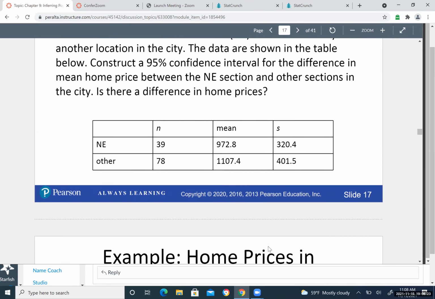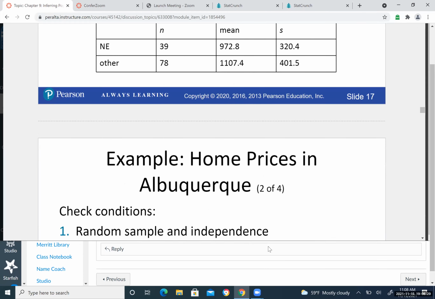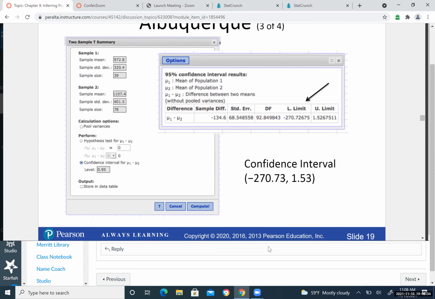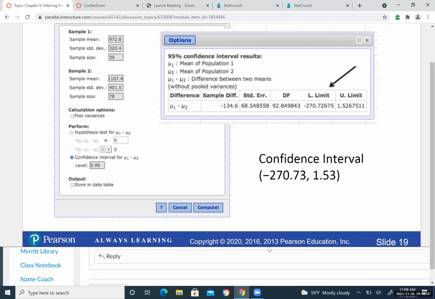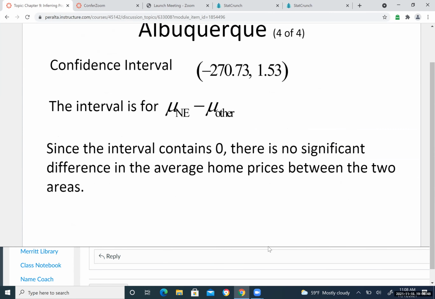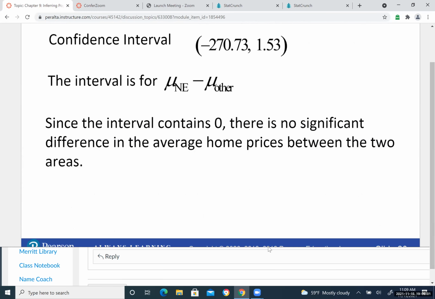So here they have everything for us. What you do again is just follow example 1. You just type it in. You go to this step, right? Type it in, and you get a value for the lower limit and upper limit. The whole box here, you have to screenshot and copy and paste for me. And the interpretation will be what? Since the interval contains 0, there is no significant difference in the average home prices between the two areas. Right.